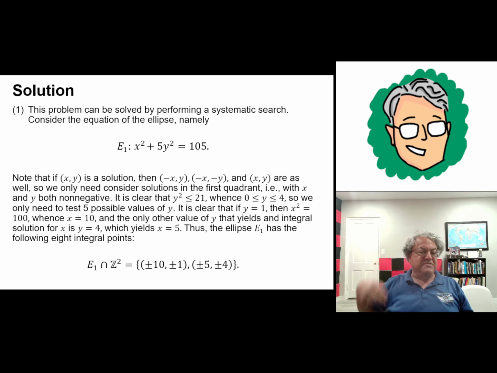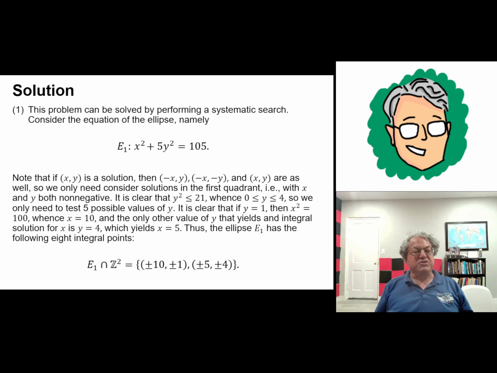And so when we're trying to solve this, really we only have to consider the non-negative solutions. And I think it's easier to start with y because y is more limited. So we know that 5y squared has to be at most 105 because x squared is not negative. So that means y squared can't be any bigger than 21. Well, 21 is not a square. The largest square that's less than or equal to 21 is 16, and that corresponds to y equals 4. So we know that y has to be an integer from 0 to 4 if it's in the first quadrant.